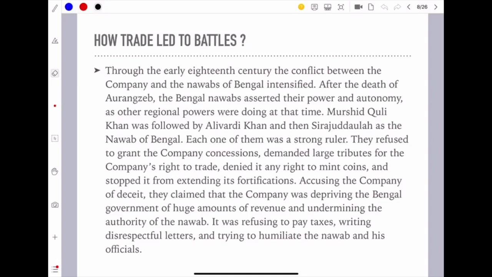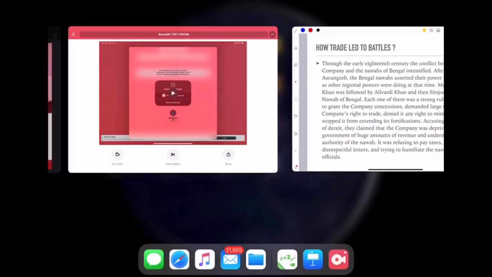They refused the company's right to trade. They denied it any right to mint coin and stopped it from extending its fortification. They claimed the company was depriving the Bengal government of huge amounts of revenue and undermining the authority of the Nawab. It was refusing to pay taxes, writing disrespectful letters, and trying to humiliate the Nawab and his officials.